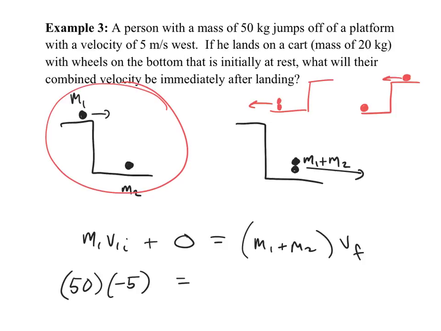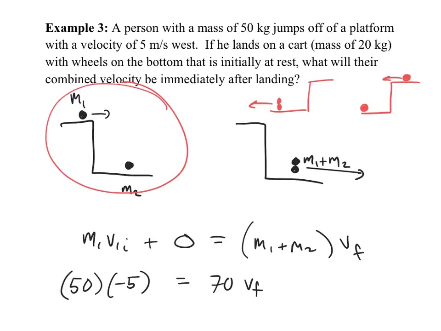Now this mass is 50 and this is 20. I can add those together. I get 70. And then I solve for VF. That's my goal, to figure out the velocity of a two-part system after the interaction. So the first object lands on top, and then they start moving together afterward. That's what we have to visualize here.